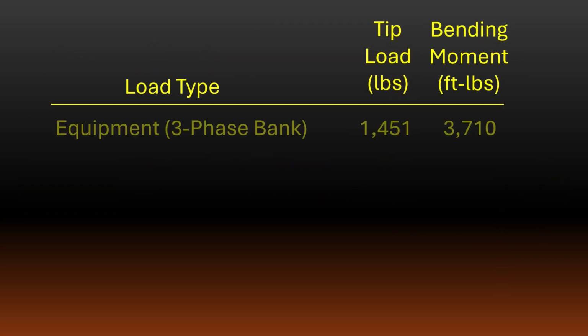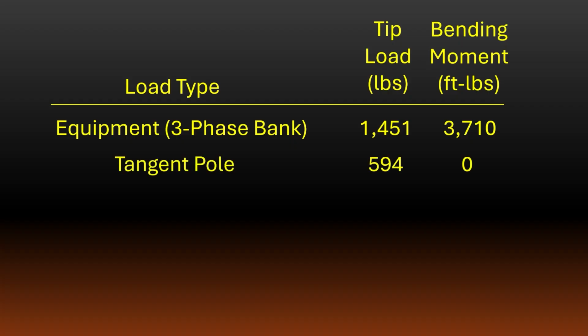Our first example was the load applied to a pole due to equipment. We found that a 3-phase transformer bank created a tip load of about 1,450 pounds and a bending moment of about 3,700 foot-pounds. Second, we looked at a tangent pole and determined a vertical tip load of 594 pounds caused by the weight of the conductors with no bending moment. Our angle pole initially created a large bending moment, which we then offset with a down guy and anchor. The tension in the down guy resulted in a vertical tip load of over 2,100 pounds.